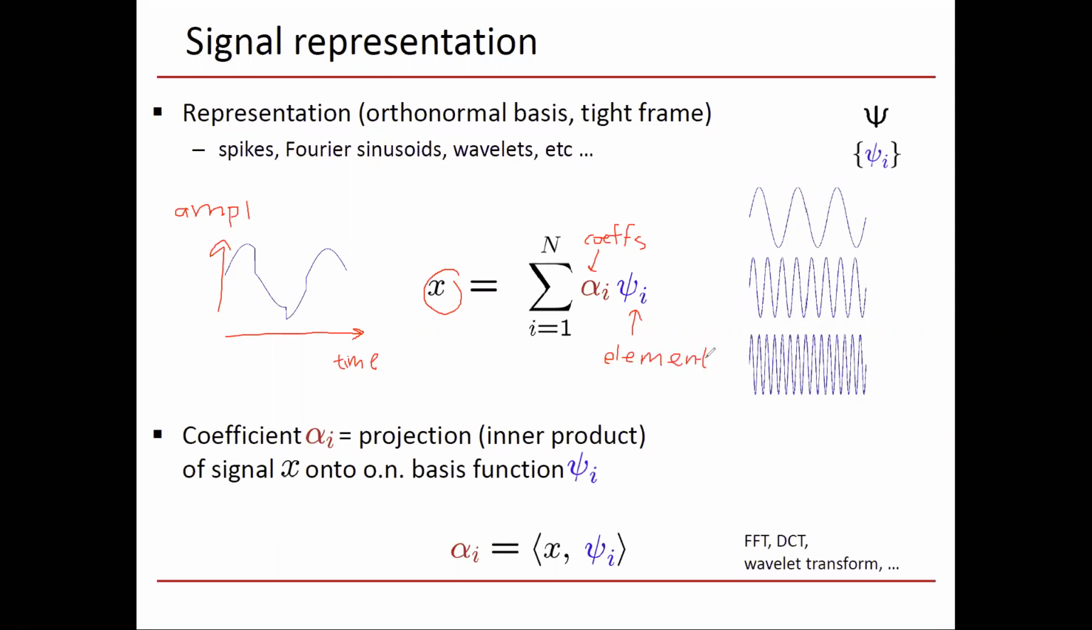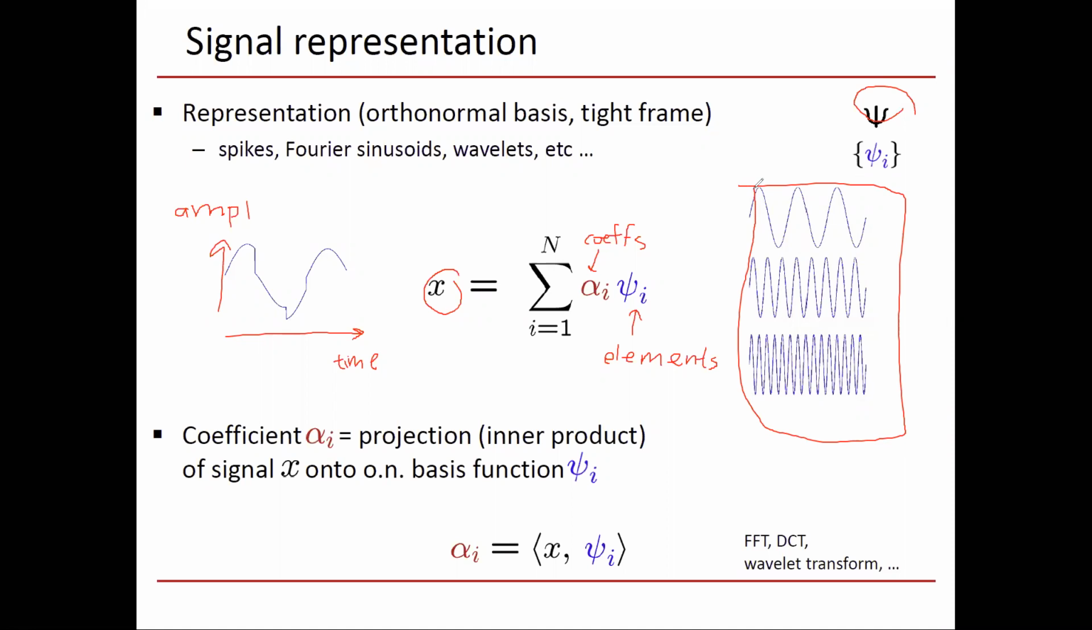Our representation overall is denoted by psi, and this could be an orthonormal basis. We'll talk about that, I believe, in the next module, or it could be a tight frame. We're also going to cover that concept. And some examples of orthonormal bases and tight frames are a spike basis, where each of the vectors is non-zero only at one location, or Fourier sinusoids, wavelets, and other types of representations. Here are graphical illustrations of Fourier types of sinusoids. And again, x is a linear combination of the psi i's, the basis vectors.